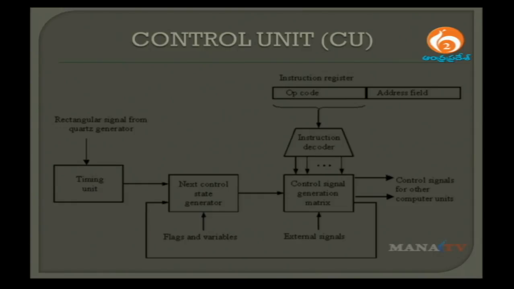You have the timing unit, the next control state generator, and the control signal generation matrix, which all receive from the instruction decoder, that is, through the opcode or address field, which is simply called the instruction register. And for the timing unit, we have a rectangular signal from the quartz generator.